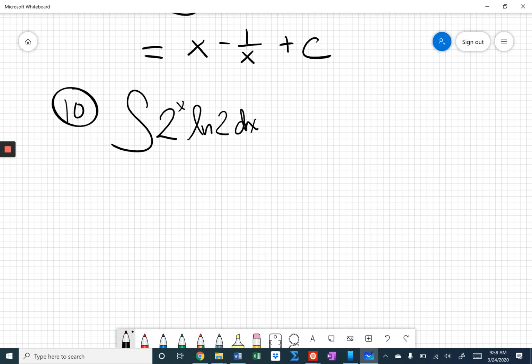Last but not least for this example, the antiderivative of 2 to the x times the natural log of 2 with respect to x. This one should be pretty straightforward. You should recognize this as 2 to the power of x plus a constant.